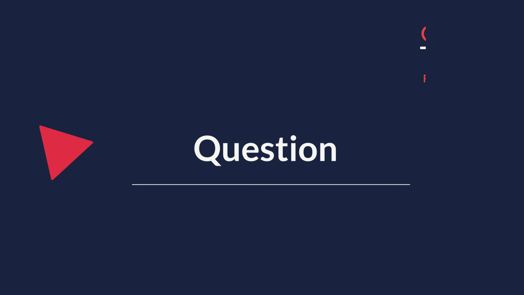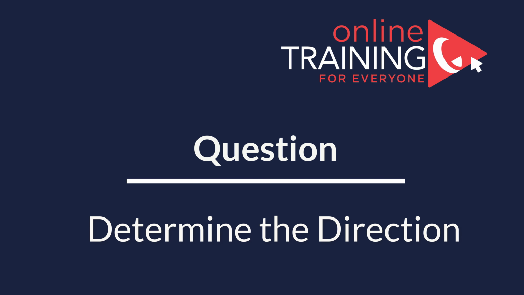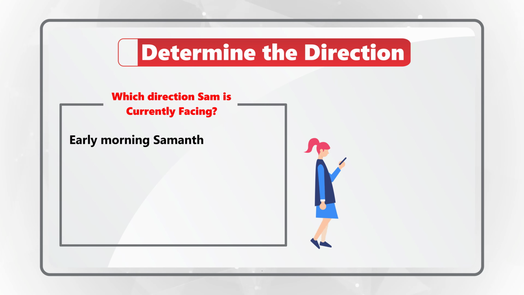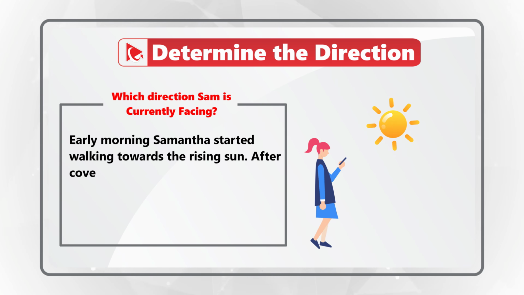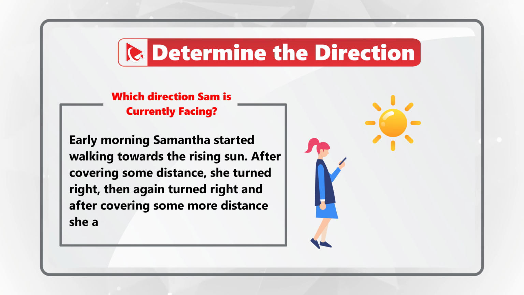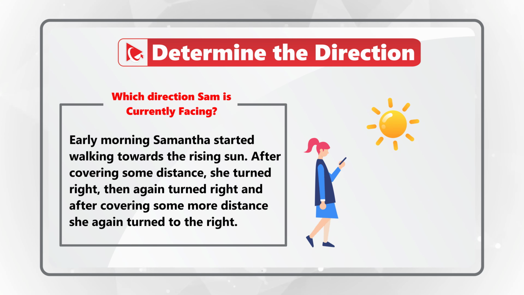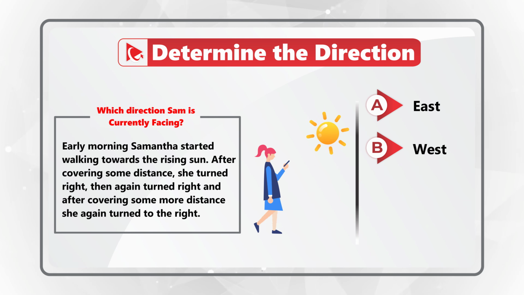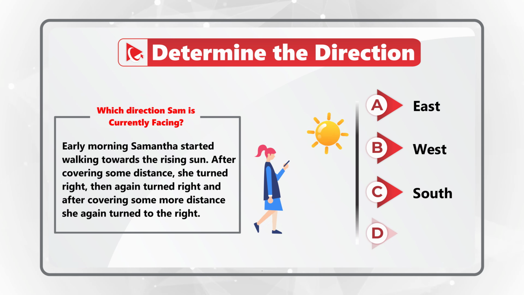Here's an exceptional question to help determine how well can you navigate and determine the direction. Early morning, Samantha started walking toward the rising sun. After covering some distance, she turned right, then again to the right, and after covering more distance, she again turns to the right. Which direction Sam is facing right now? You have 4 different choices. A, east. Choice B, west. Choice C, south. Choice D, north.